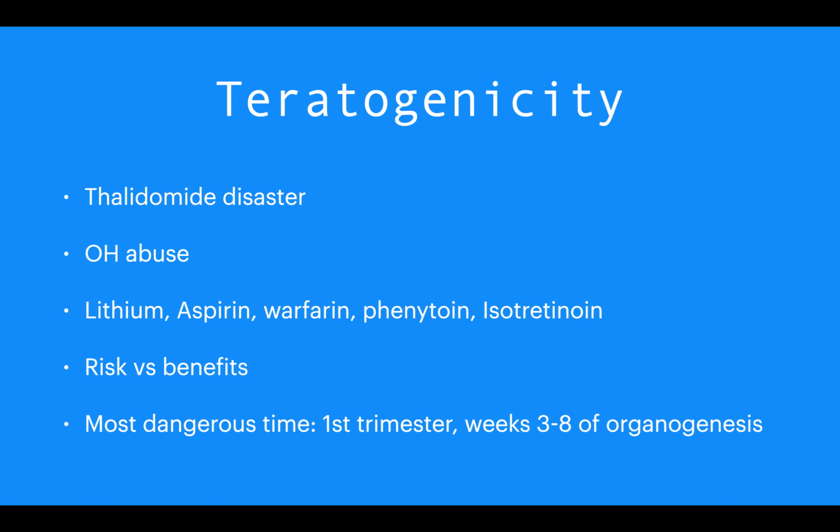Teratogenicity, of course, these are the most important ones you have to know. Remember the thalidomide disaster, where there was stunting of the limbs. It can be caused by alcohol abuse, along with these medications. It's risk versus benefit, especially when it has to do with something like bipolar medication or blood thinners. The most dangerous time, remember from embryology and development, is the first trimester, specifically weeks 3 to 8, because that's organogenesis.